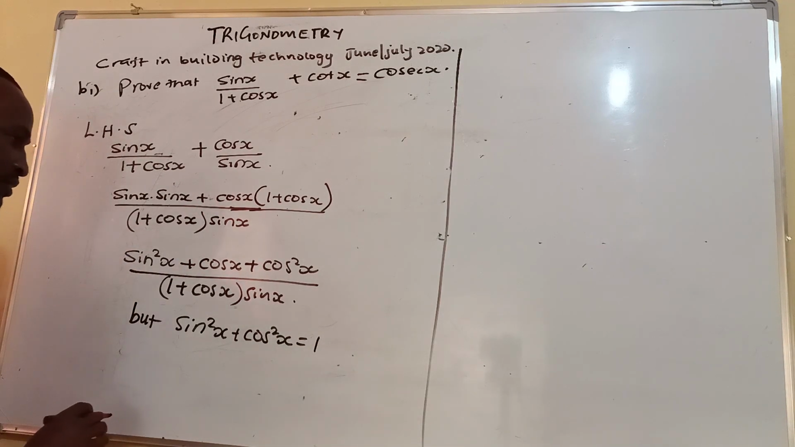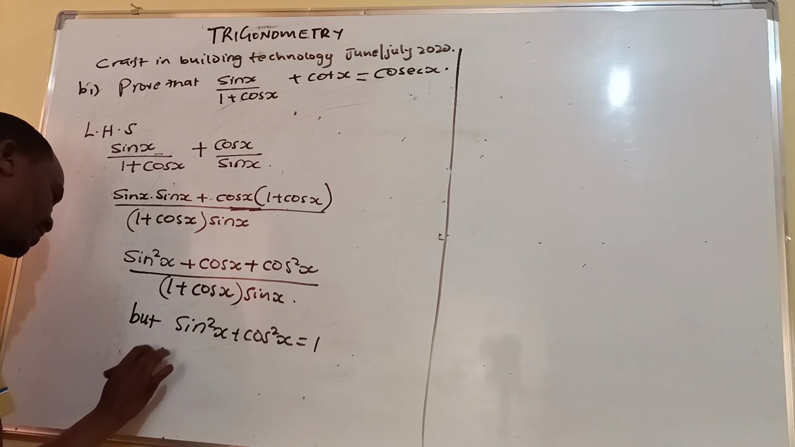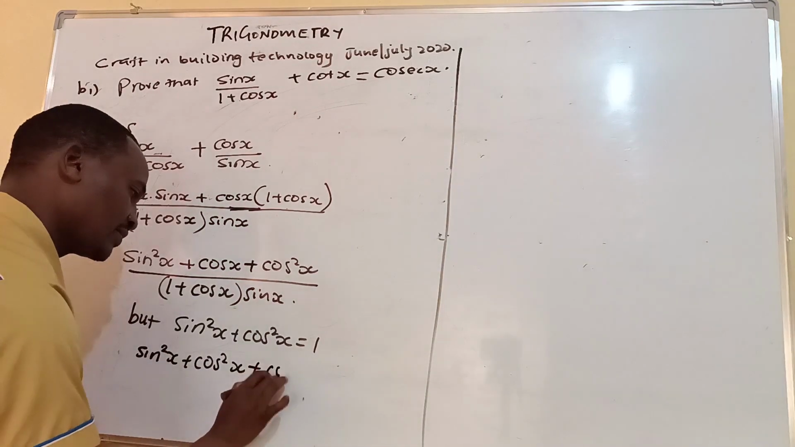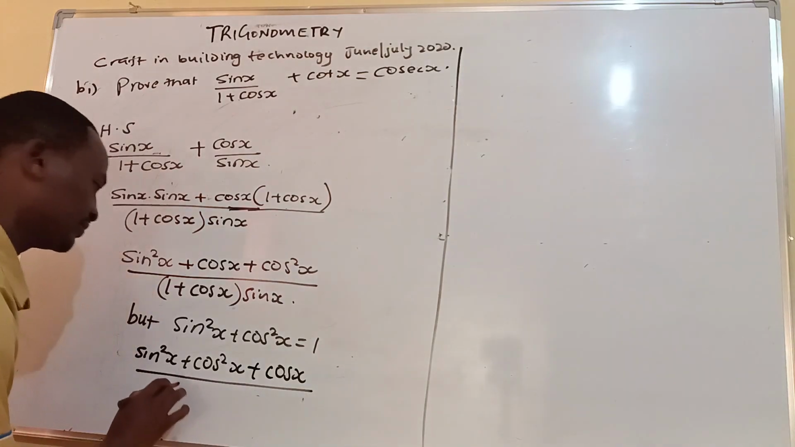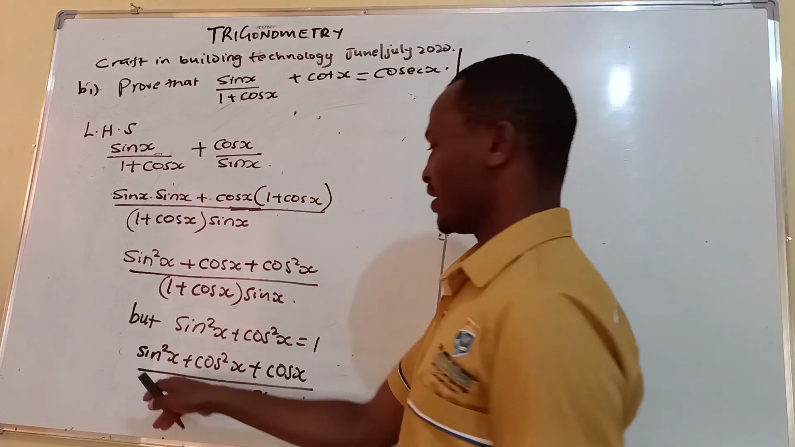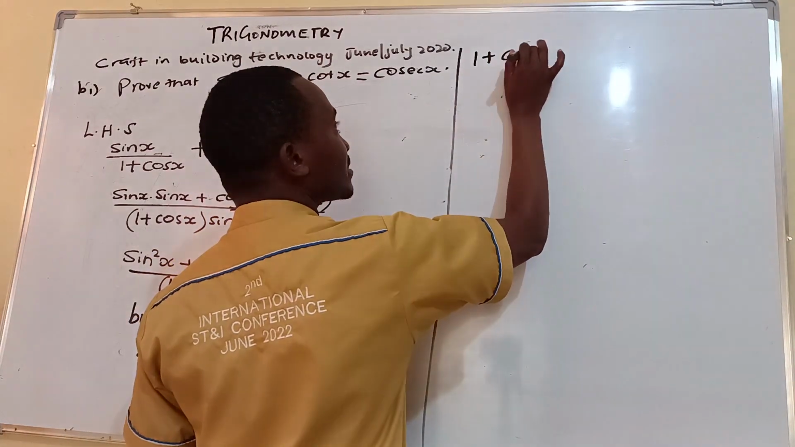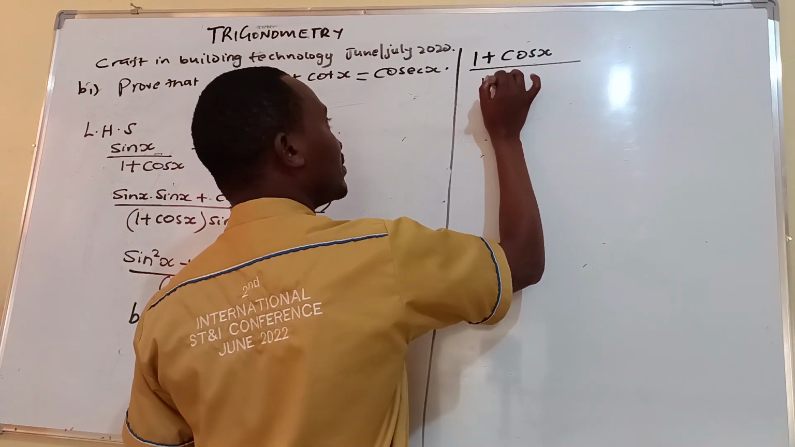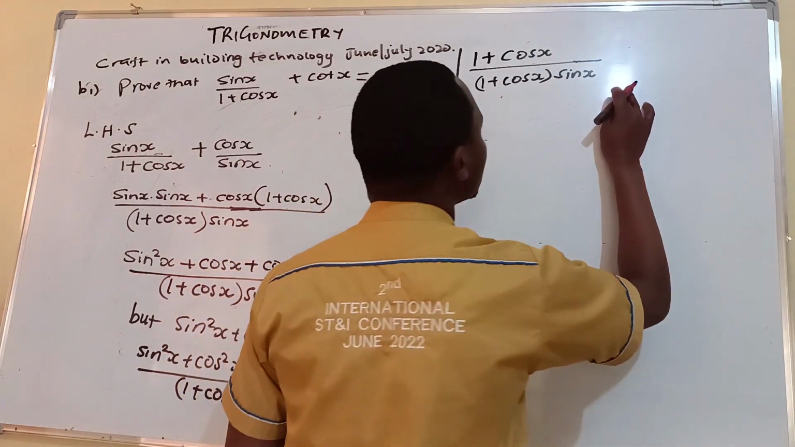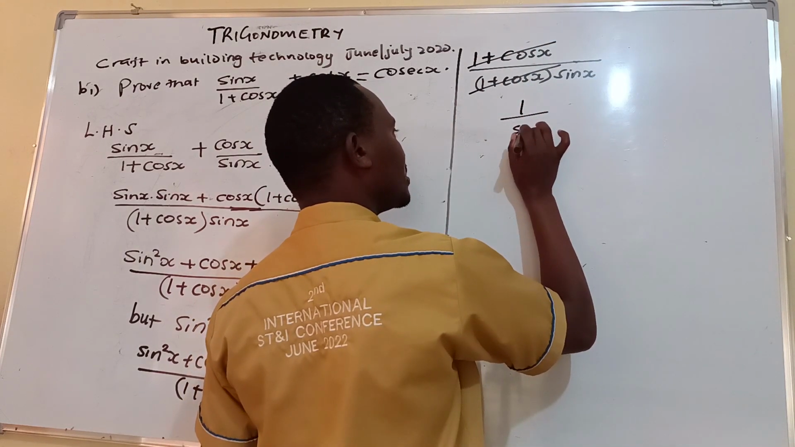So we can say this sin squared x plus cos squared x plus cos x all over 1 plus cos x times sin x. But the whole of this value here is 1. So you have 1 plus cos x all over 1 plus cos x multiplied by sin x. So this can cancel out with this. That now the result is 1 over sin x.